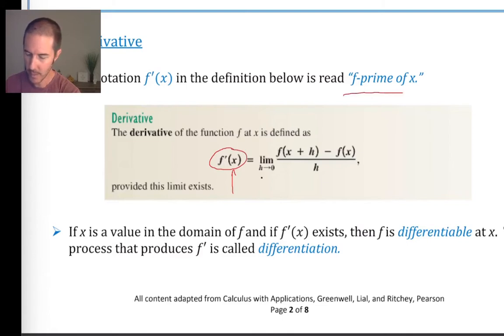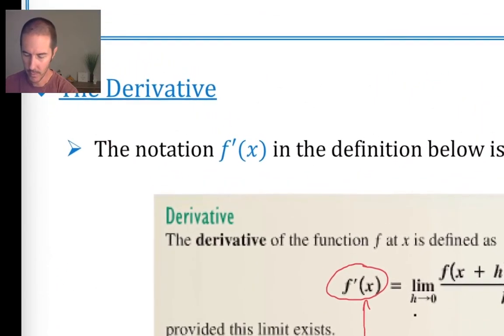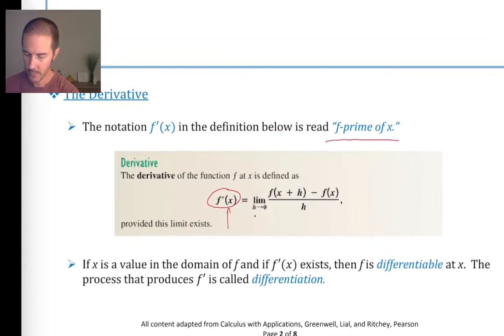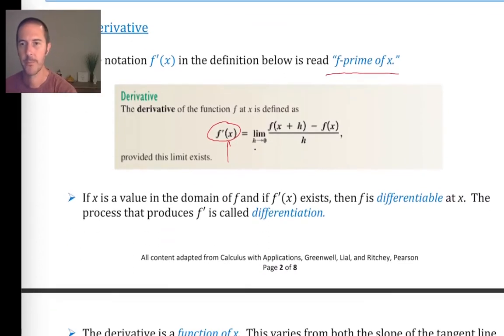F prime of x. And the prime looks sort of like a straight apostrophe. You can see a good example of it here. It's not quite an apostrophe. It's just a little mark. And that's read f prime of x.